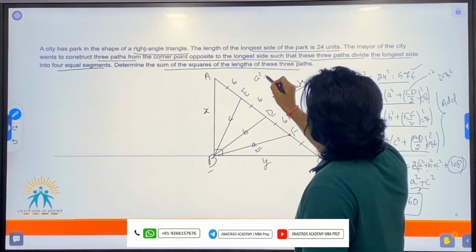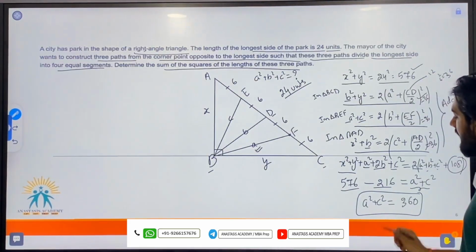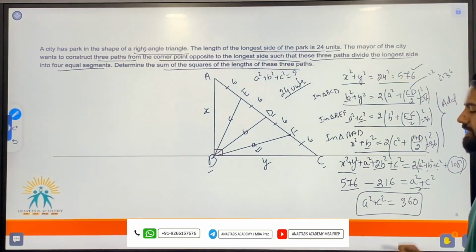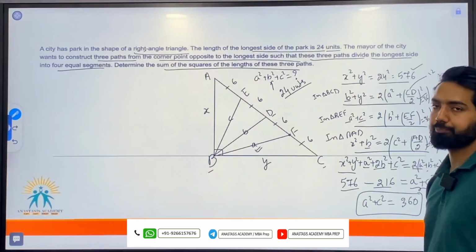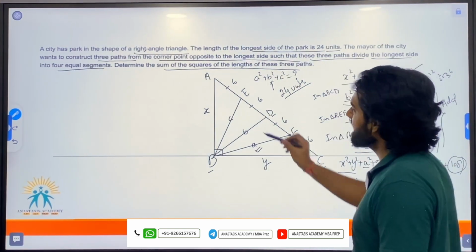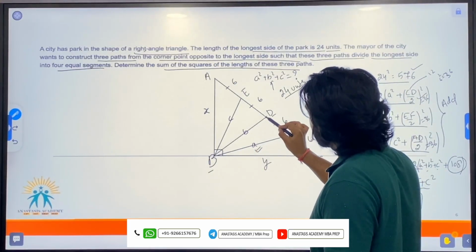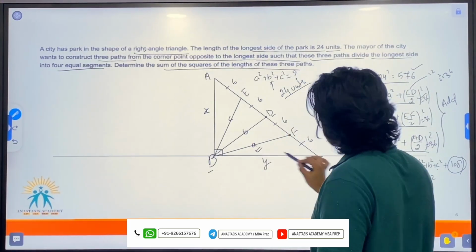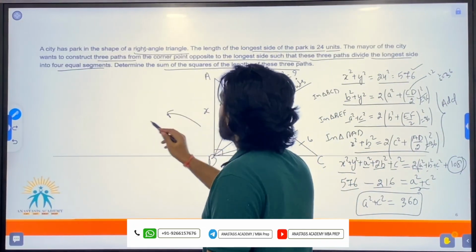But I have to find the sum of squares of length of these parts. I have to find a square plus b square plus c square, and I get a square plus c square as 360. So I need to know the value of this b square, right? So let's just take this triangle ABC. I know BD is the median of this triangle ABC. So I am making this triangle separately.